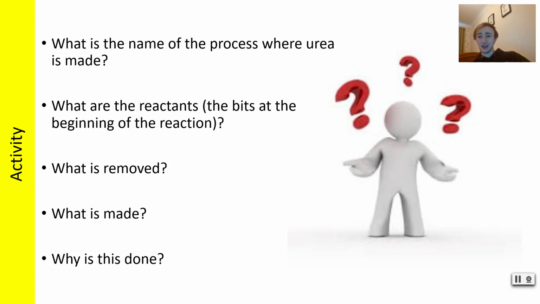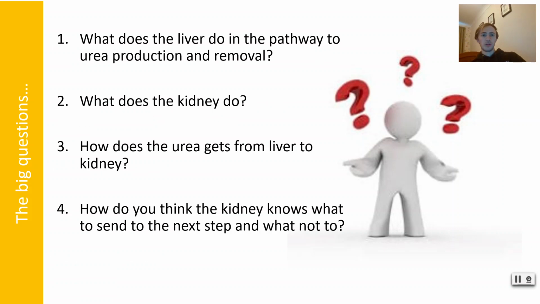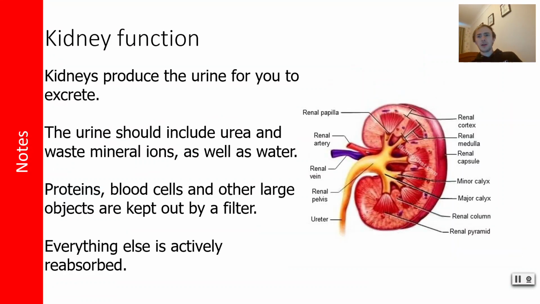Okay, so we said the second stage was where the kidney is going to take the urea out, and this is by far the most complicated stage. I'm going to spend a little bit of time on this. So, we've done very similar questions. Right, kidney function.